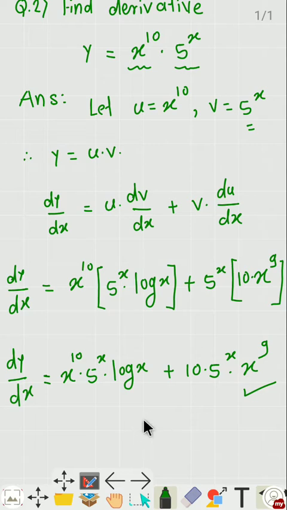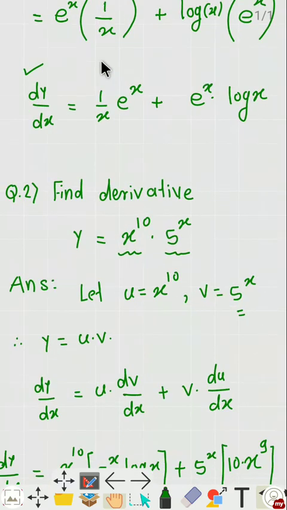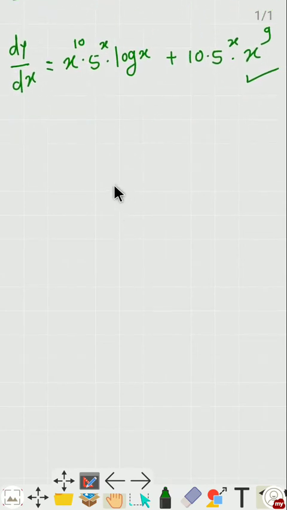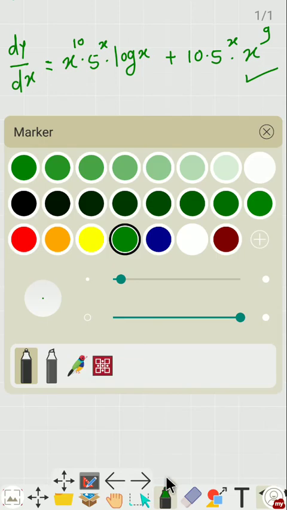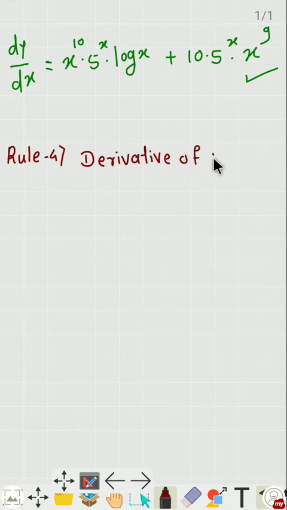Now let us go to the next rule, rule number 4, division rule, derivative of division.